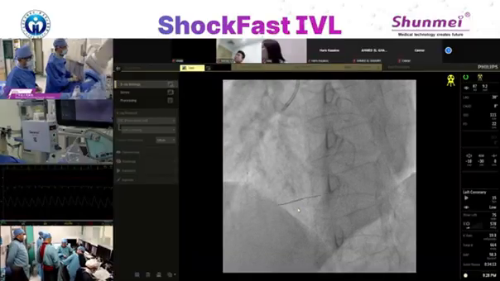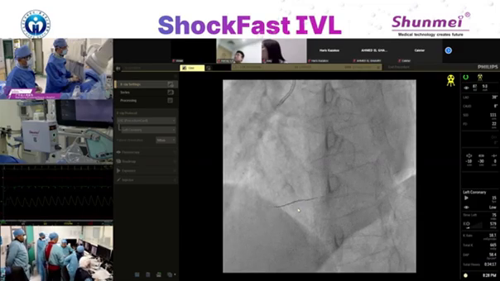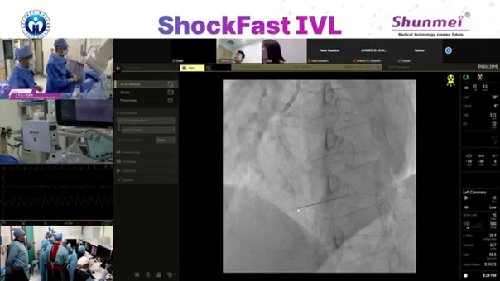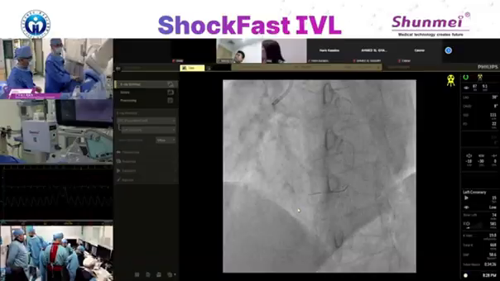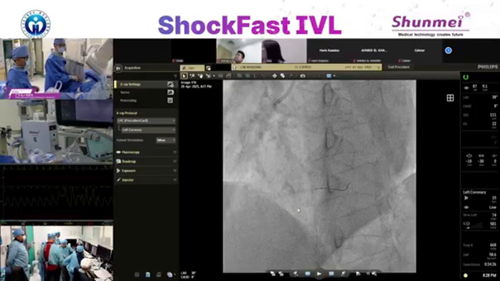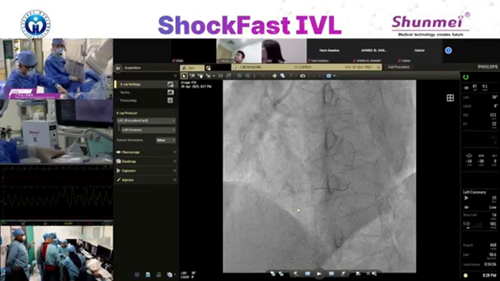In terms of the proximal stent, because there is some calcium nodule, the expansion, the cross section of the stent is not very round at some cross sections, but it's what we can do, I think.